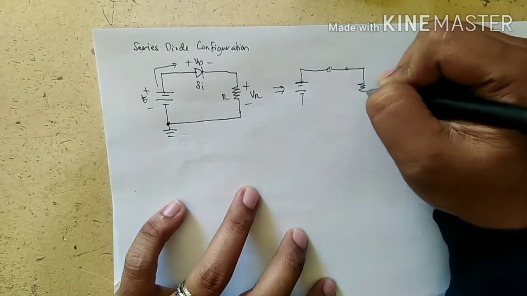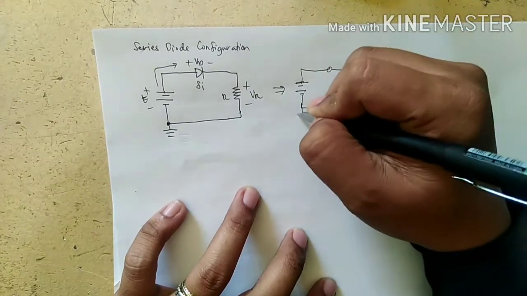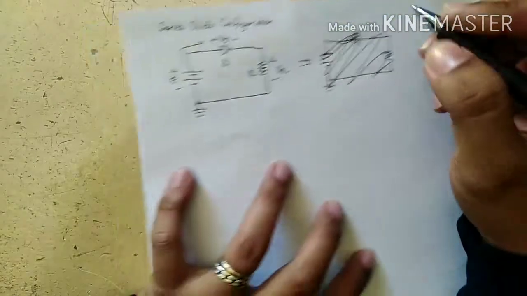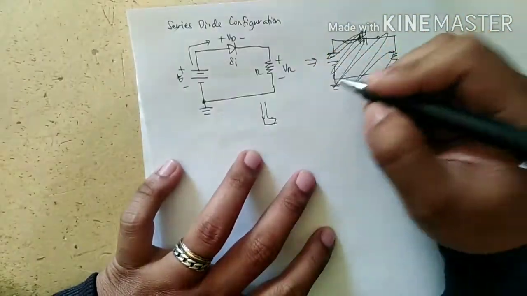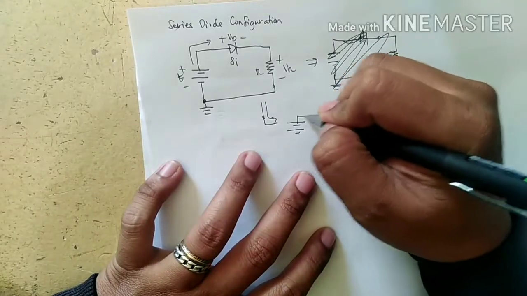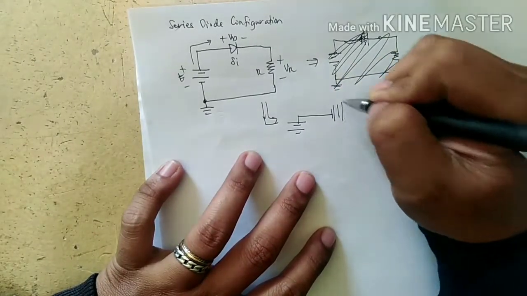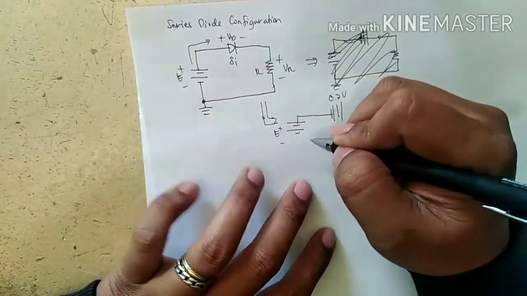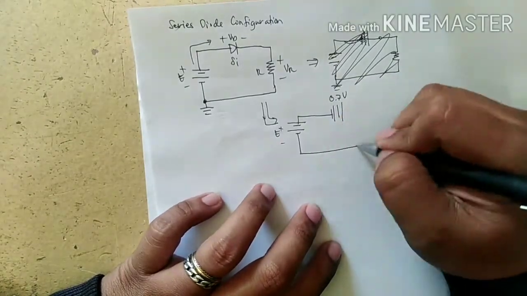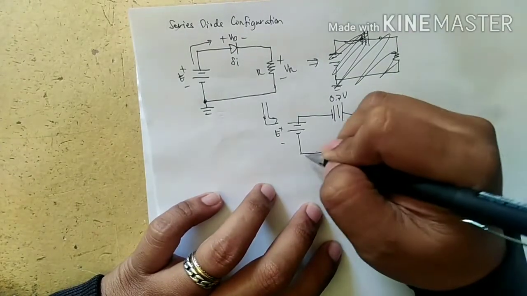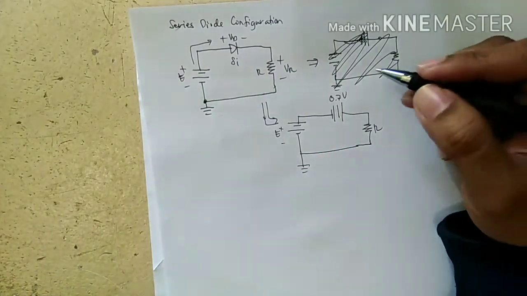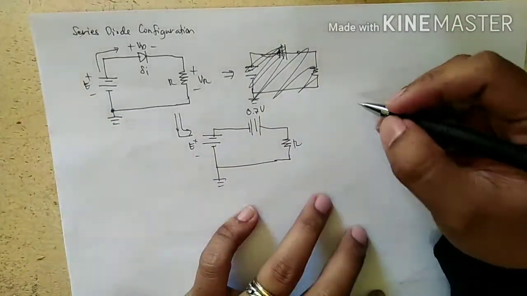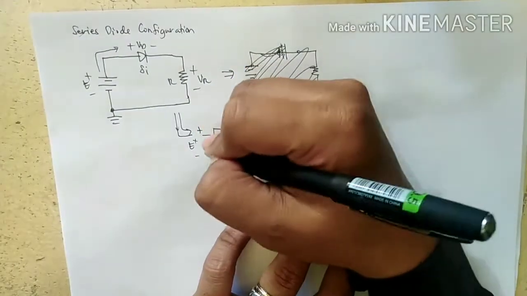It turns on. Let's just redraw. So this will be the supply. It's 0.7 volts, so this is E. So the diode drops 0.7. Likewise, if we reverse the polarity, this is plus and minus.